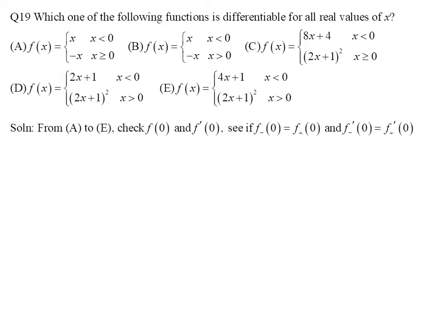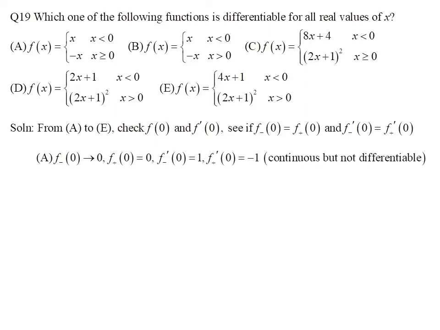So from A to E, we just need to check the values of f(0) as well as f'(0) when x approaches from the left of 0 as well as from the right of 0. As for function A, the values of f(0) obtained from both negative and positive sides are equal. However, the values of f'(0) obtained from both sides are not equal. So it is continuous at x equals 0 but not differentiable at x equals 0.